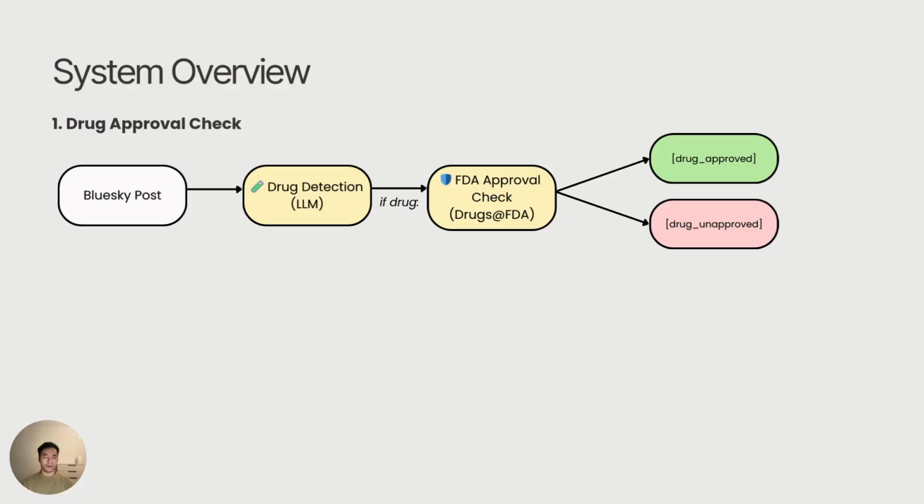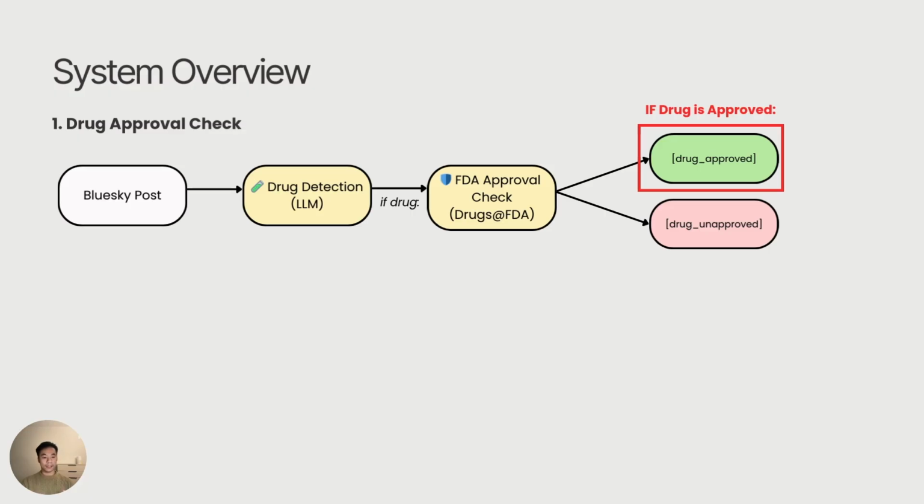As for our system, there are two parts. The first part is a drug approval check system, which takes the Blue Sky post and runs it against a drug detection system, which extracts whether a drug is being mentioned and what the name of the drug is. In the case that a drug is being mentioned, we run it against the FDA approval check system, which hits the Drugs at FDA endpoint to detect whether the drug is approved by the FDA or not. And it emits a label indicating whether the drug is approved or not.